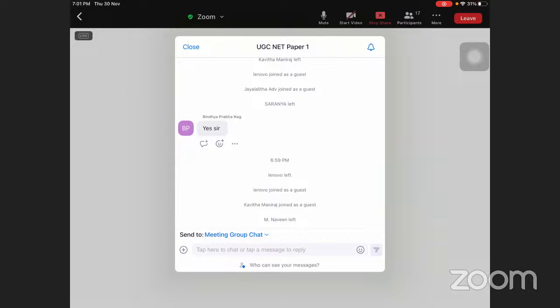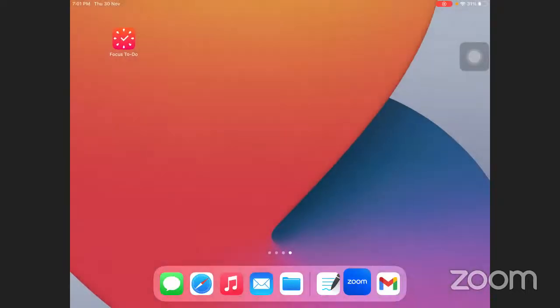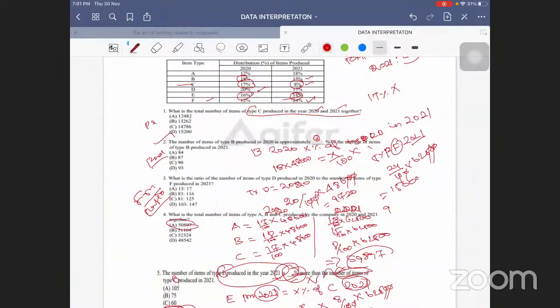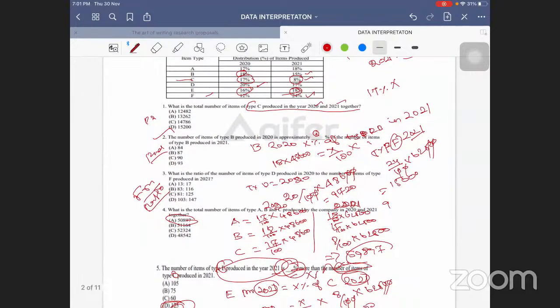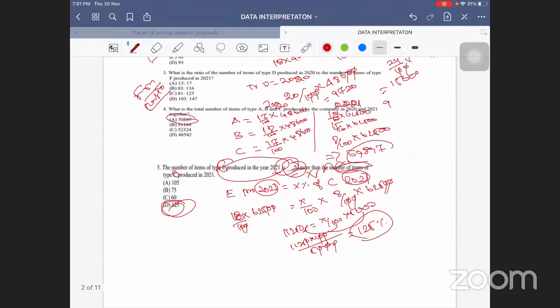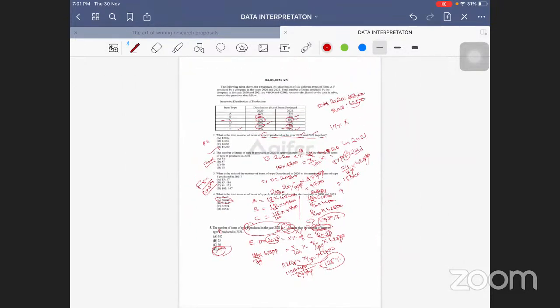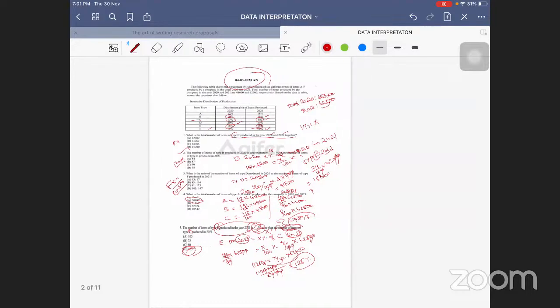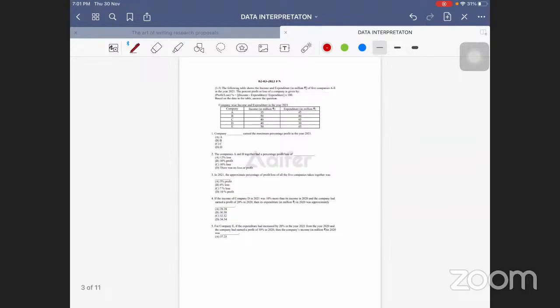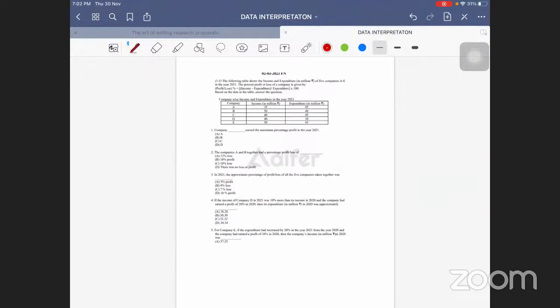Please respond. Otherwise I can go again to the Zoom app. Shall I move on? I hope all of you are getting some idea from the first data interpretation. So this question was asked on 4th March 2023, afternoon batch. So I move on to the next sum. Do you have any doubt? Please ask. Otherwise, I will start the next sum.